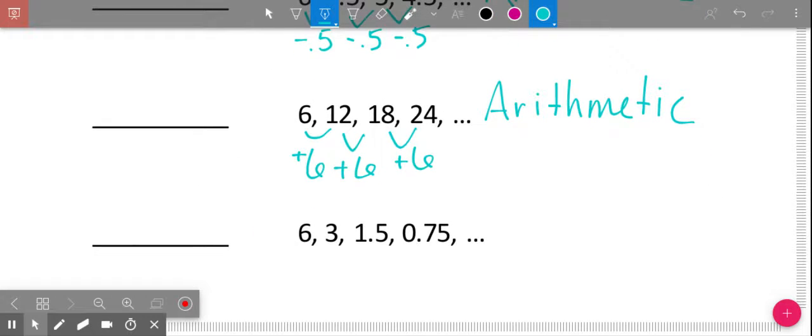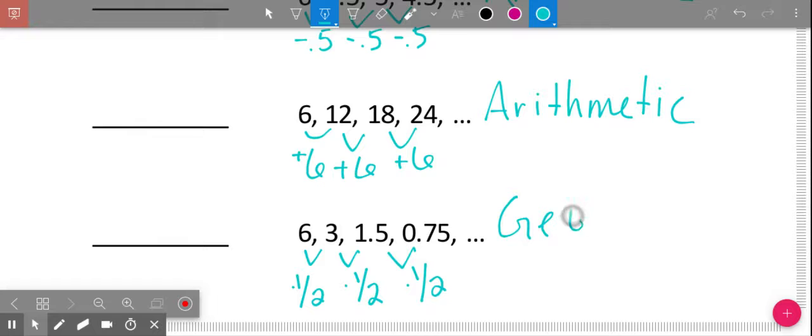And then the last one, from 6 to 3, and 3 to 1.5 to 0.75, we're dividing by 2, or as we like to say, we're multiplying by 1/2. And since we're multiplying by the same number every time, that's going to be geometric.